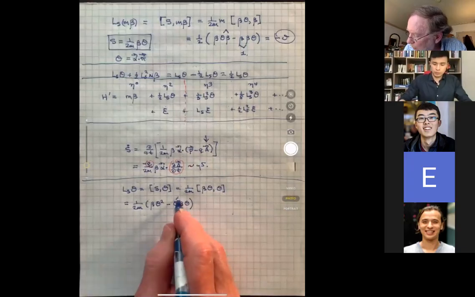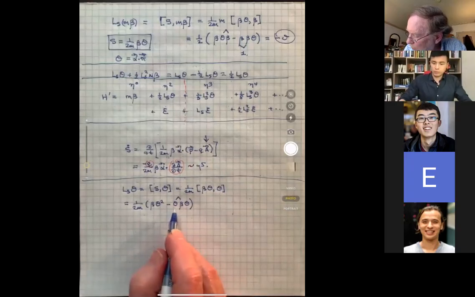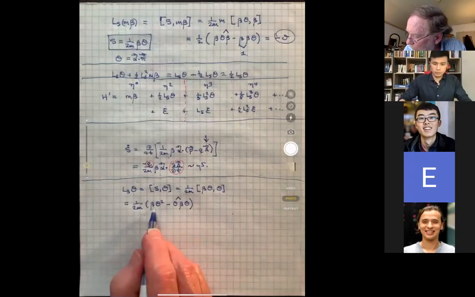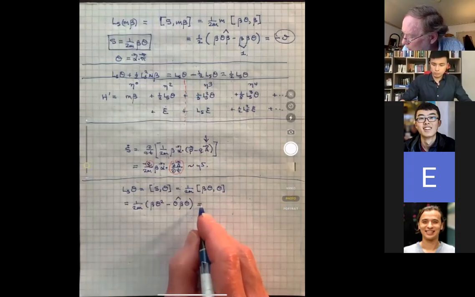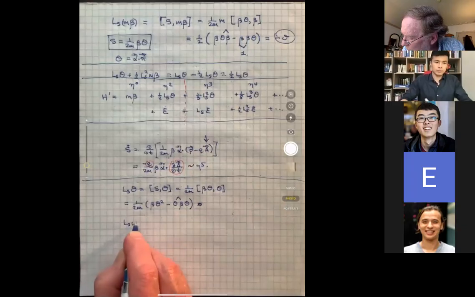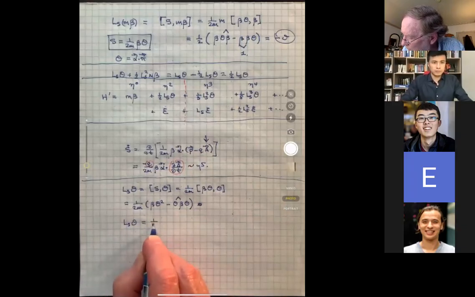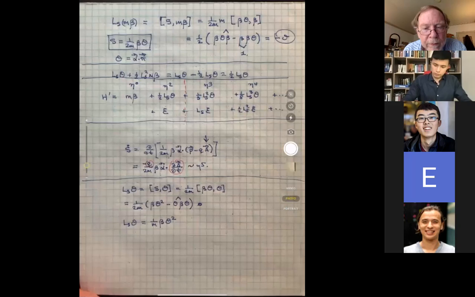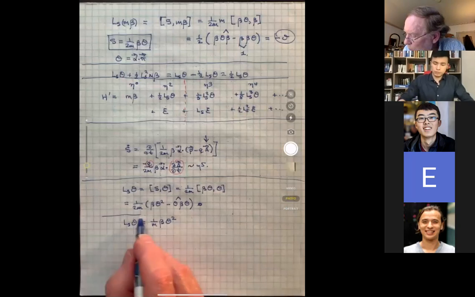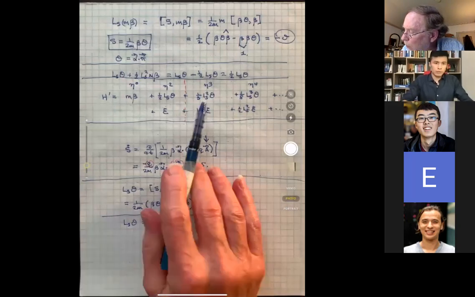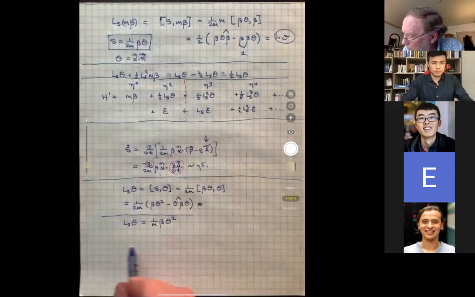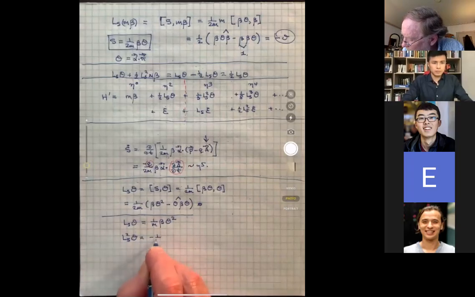However, beta and O anti-commute, and so swapping them and changing signs just doubles the first term. So what we get is LSO is equal to 1 over m times beta O squared. And now it's just as easy to compute the higher order powers of LSO just by forming another commutator with S. And if you do, you find that LS squared O is equal to minus 1 over m squared times O cubed.